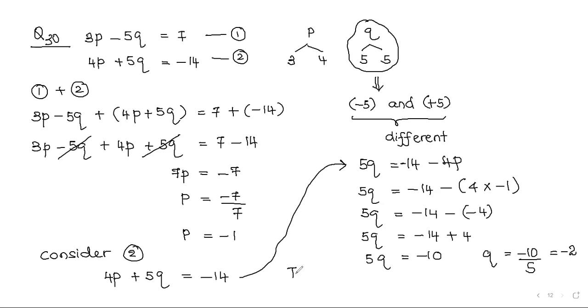So then you can conclude your answer. Therefore, P is equal to negative 1 and Q is equal to negative 2. Right? I told you, you can cross-check whether your calculations are correct or wrong. So how am I going to cross-check? Earlier I considered equation 2. Therefore, for cross-checking or reconfirmation, I select equation 1, that is 3P minus 5Q.